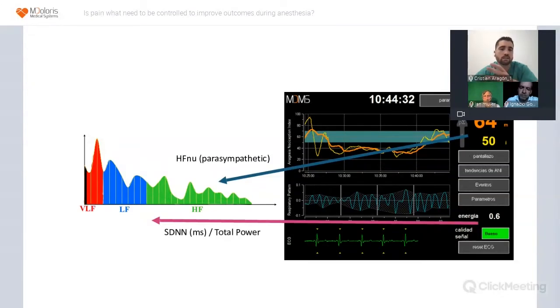As I said before, the ANI is the normalized high frequency component. And this normalized high frequency component, in some way, could be explained as the percent of the parasympathetic system of this total autonomic nervous system tone. For example, we have here 64 of ANI value. So it means that 64% of the total of the autonomic nervous system is parasympathetic, and the other 36% is sympathetic nervous system.